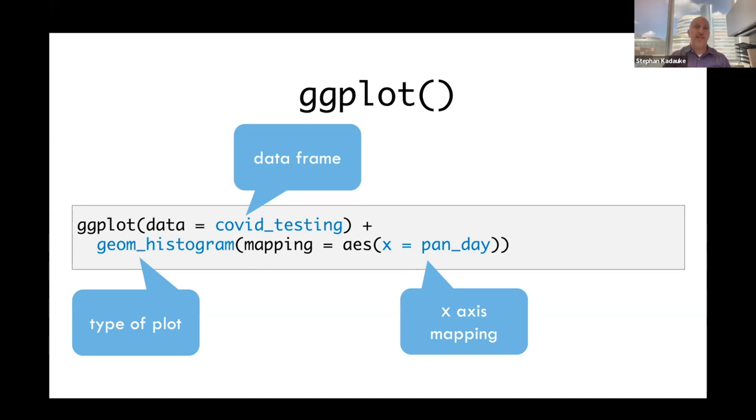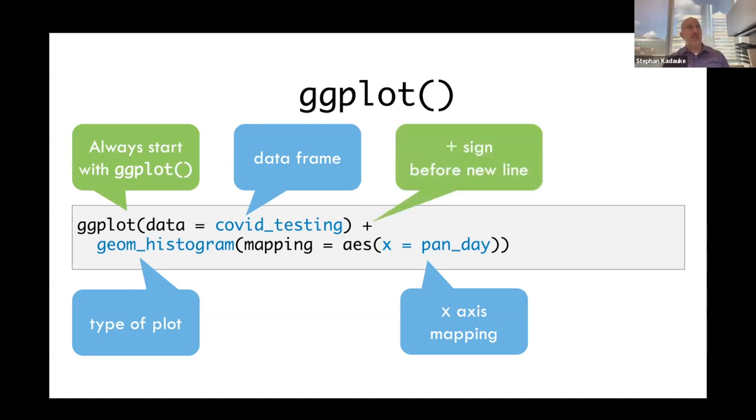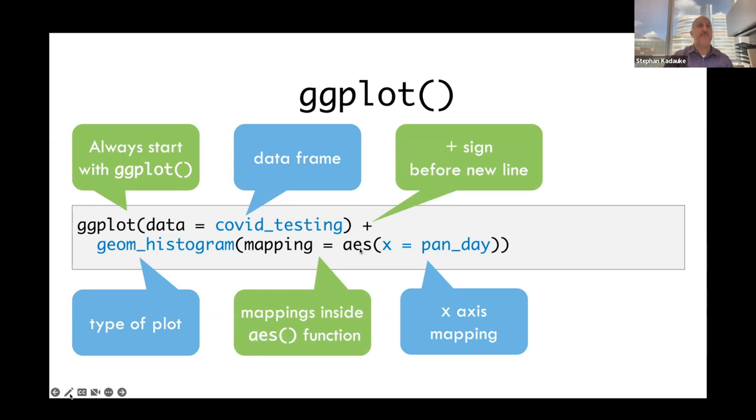And a few additional details about this code: in ggplot, you always start the plot with an invocation of the ggplot function. To connect the ggplot function to the geom function, you use a plus sign, which usually you put at the end of a line, followed by a new line. And all mappings go inside of the aes function. We'll talk in more detail about what mappings are, but aes is for aesthetic mappings.